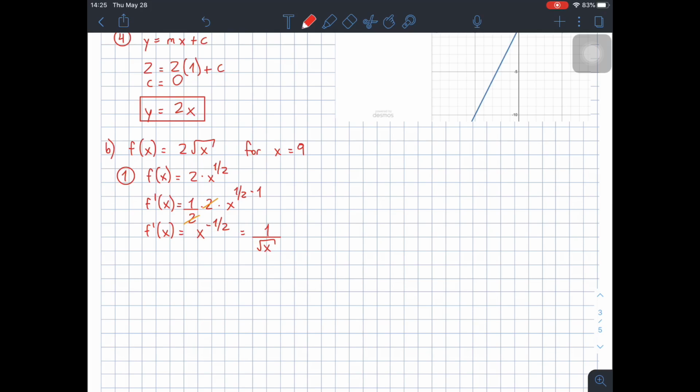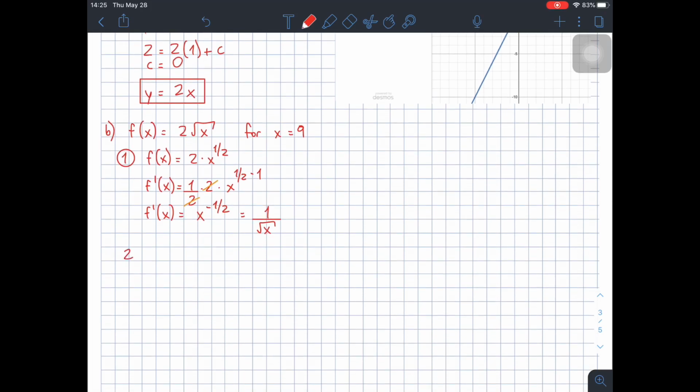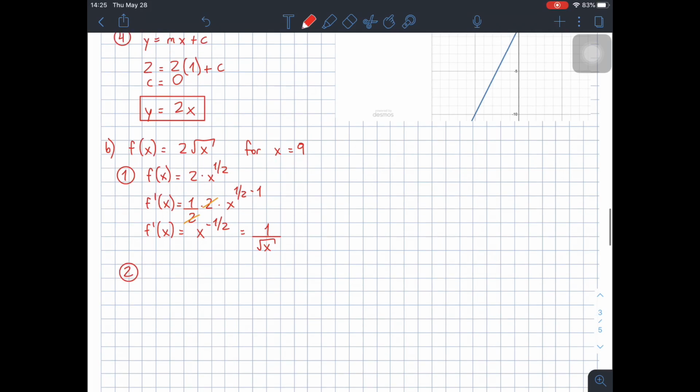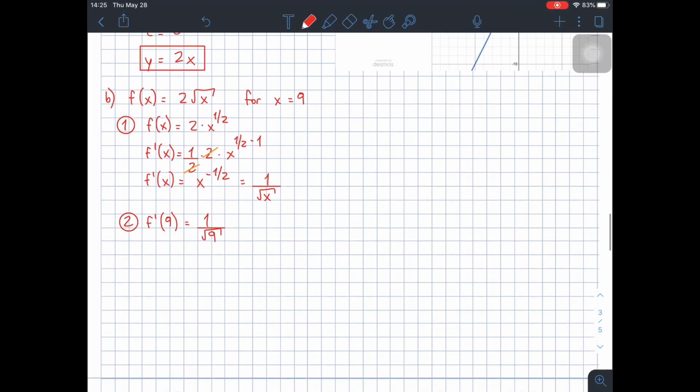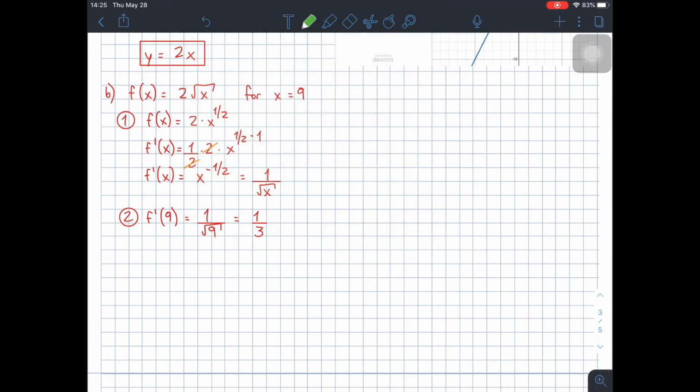Once we have the gradient function, we want to find the value of the slope, right? As we're evaluating this function for x equals 9, then to find the value of the slope of the tangent at this point, I have to replace this value of x into the gradient function. So I'm going to find f prime of 9, which is equal to 1 over root of 9. And 1 over root of 9 is equal to 1/3. That means that the slope of the tangent, m tangent, is equal to 1/3.